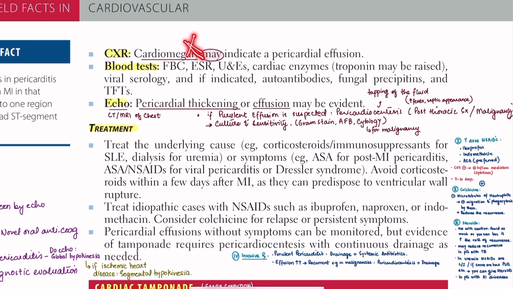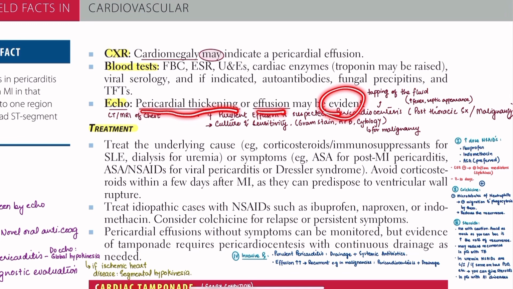We will not concentrate on chest x-ray that much, and we can also do some other blood tests that might point us to what has caused the pericarditis. Some of those tests can be full blood count, ESR, UNEs, cardiac enzymes like troponin, viral serology, autoantibodies, fungal precipitants, and TFTs, but they will all be to find the cause of the insult and not so much the diagnosis of pericarditis. The most important thing that we can do is echocardiogram, and what it will show is that there will be pericardial thickening or effusion.